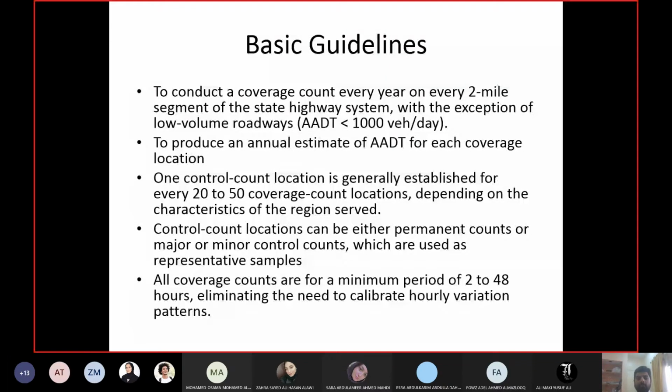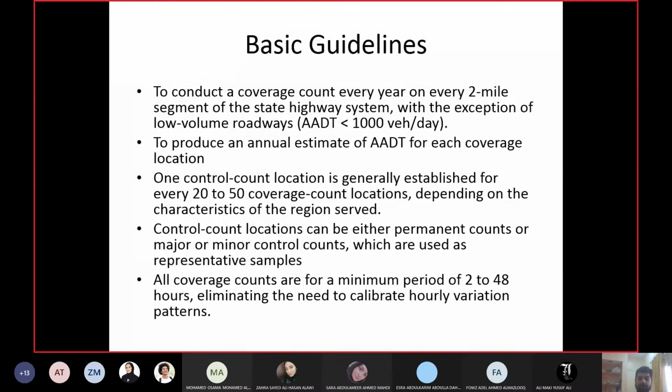Whatever you are saying about the time period and the study data, this is for all coverage points. Also, the ratio between control count and coverage count location for a limited network was 1:20. Maximum was 1:20. For a statewide program, you can go up to 1:50 as well, because the network is so big that you have to increase the ratio.